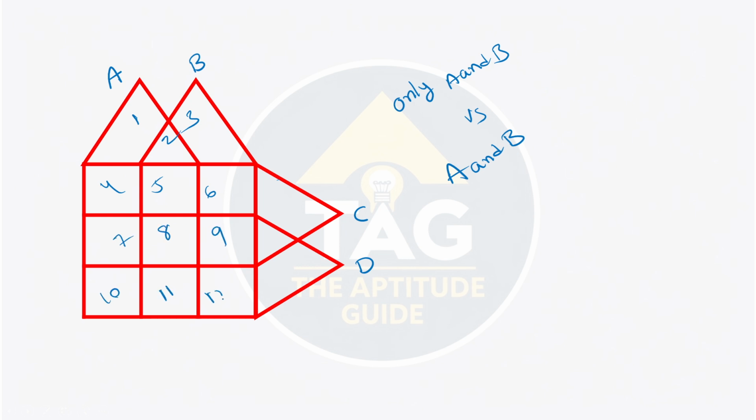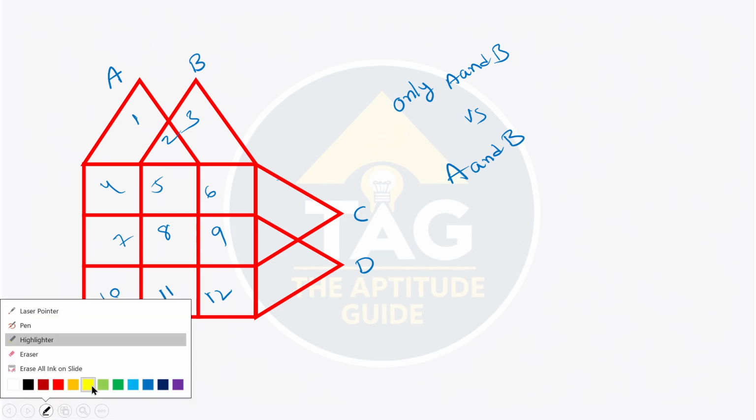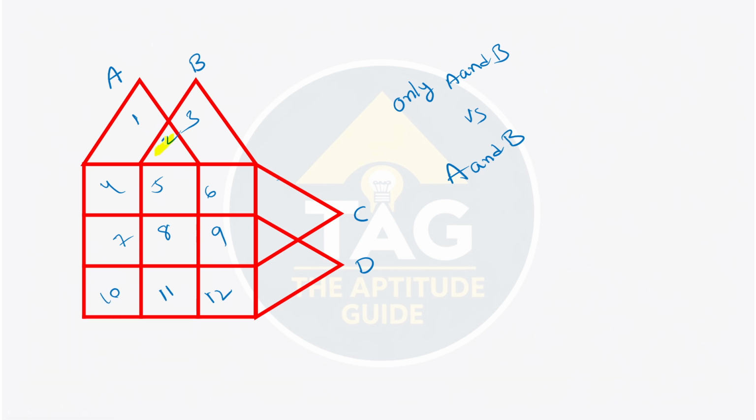I have written 12 numbers here, among which this is the area which represents A and B. A and B is the intersection part of A as well as B. So this is the area involved in A as well as B. So this is A and B.